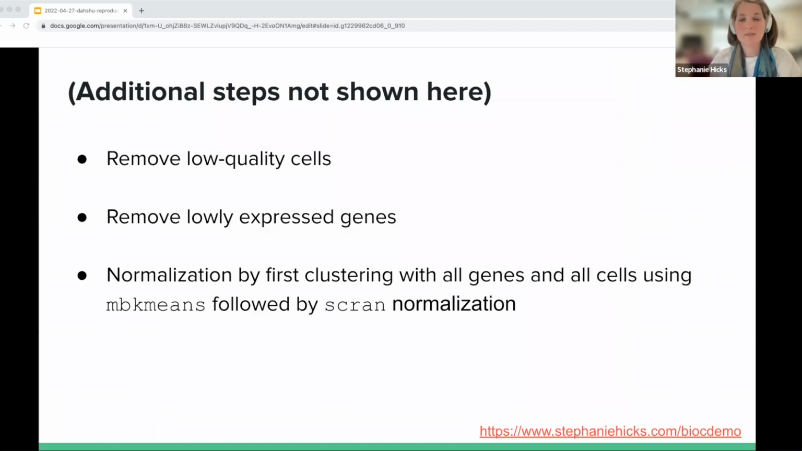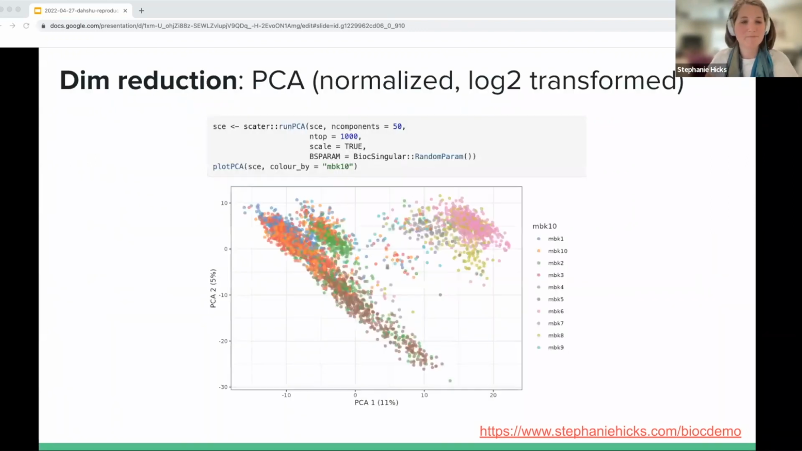So there are some steps not shown here that are shown in the tutorial. I do remove some low quality cells. I do remove some lowly expressed genes. And I did apply a normalization to do clustering from mini batch k-means. This is only designed to do scRNA normalization, which is necessary to do standard PCA. So that's all there. Okay.